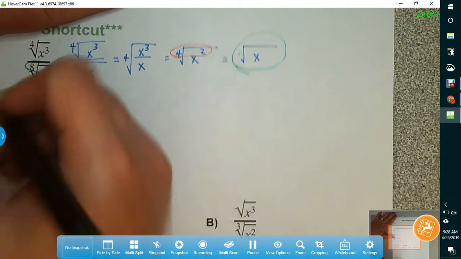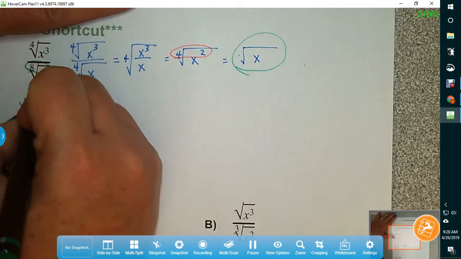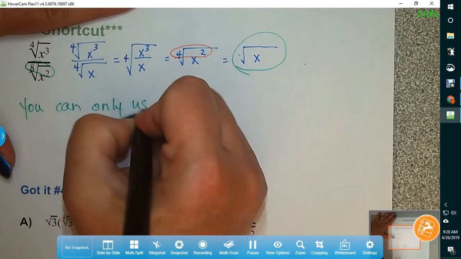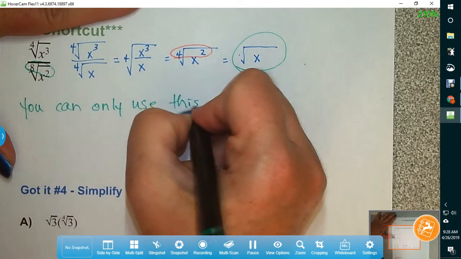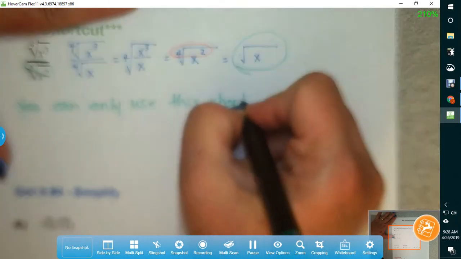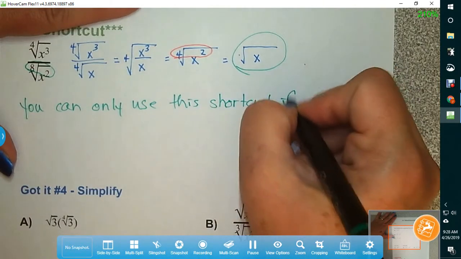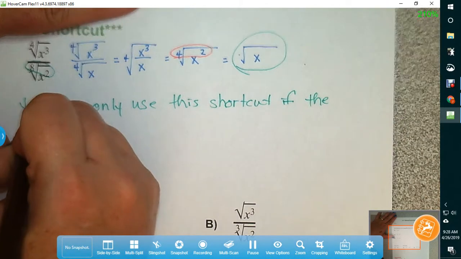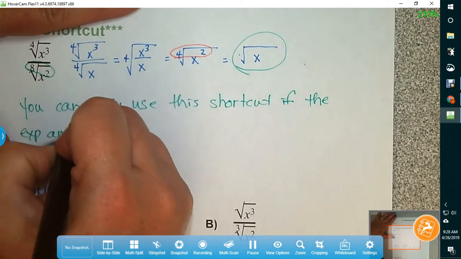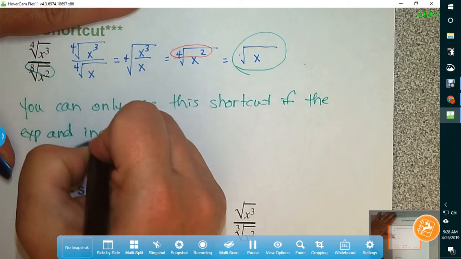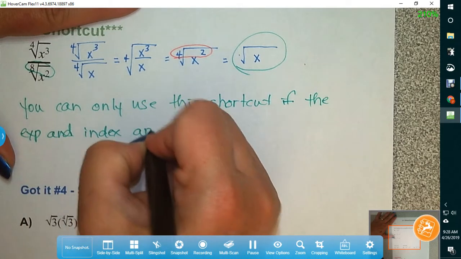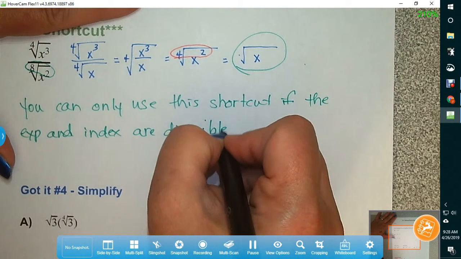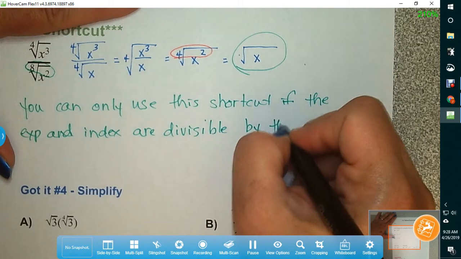So here's your little side note, okay? You can only use this shortcut if the exponent and index are divisible by the same number.